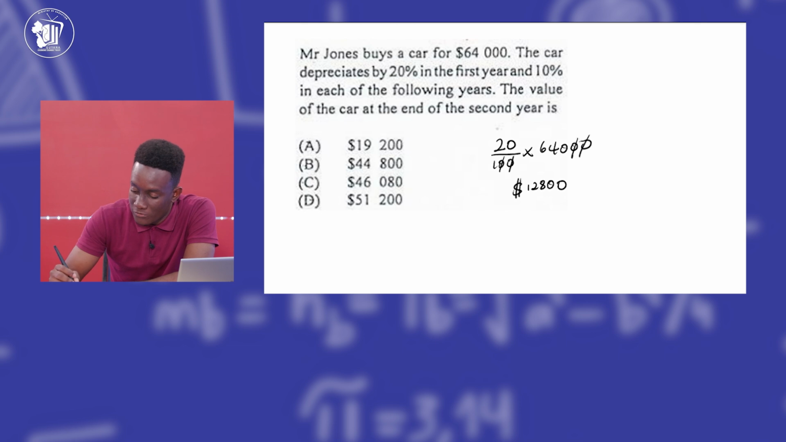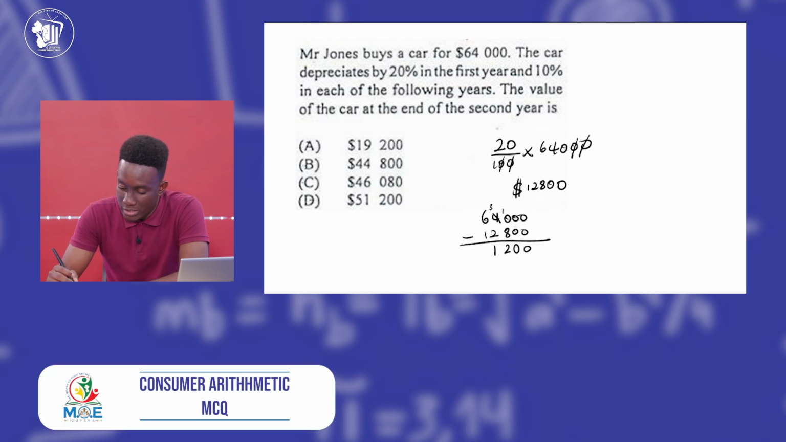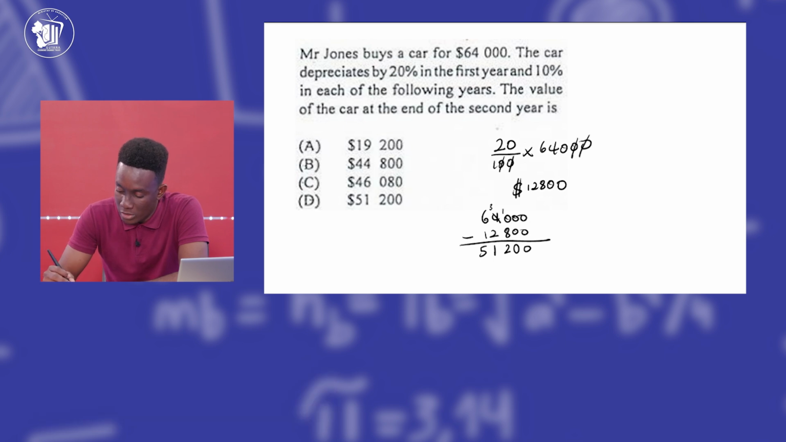So the value of the car after the first year would be 64,000 subtract 12,800. So this 0 goes with that 0, take here, it becomes 3. 8 from 10 would be 2, 2 from 3 would be 1, and 1 from 6 would be 5. So it's 51,200, that would be the value of the car after the first year.